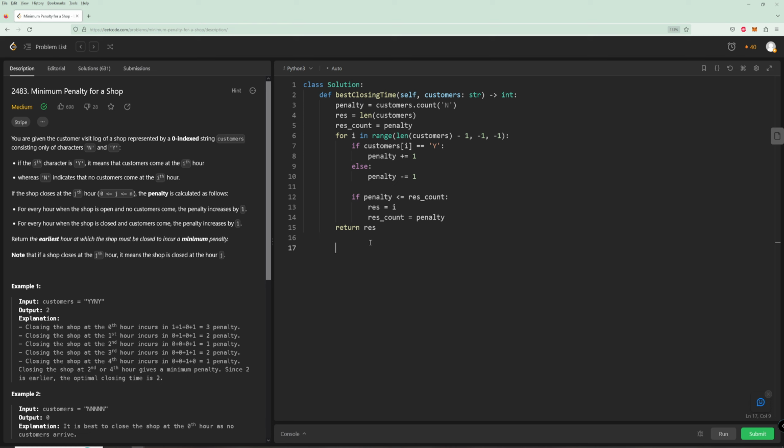So let's also do the time and space complexity here. For the time, we are essentially looping through our customers forwards and then backwards. So that's O of n, right? This count will loop through it forwards. This will loop through it backwards. We're not storing any arrays or anything. We just have a result variable, a result count variable, and a penalty variable. So for our space, it's going to be O of 1.